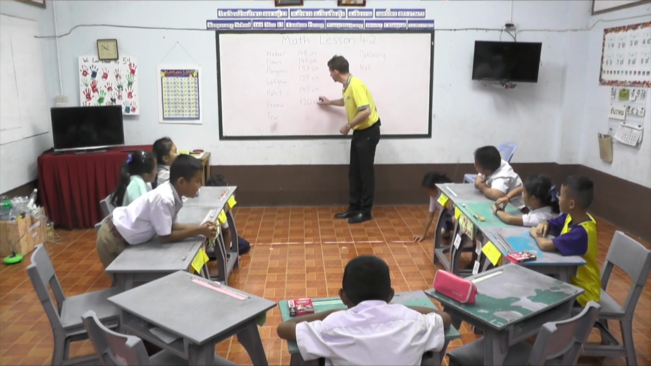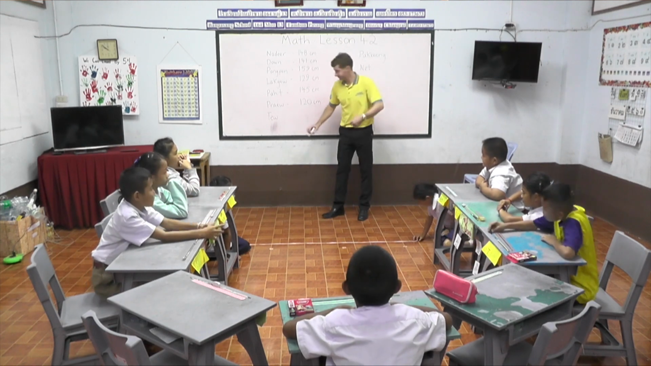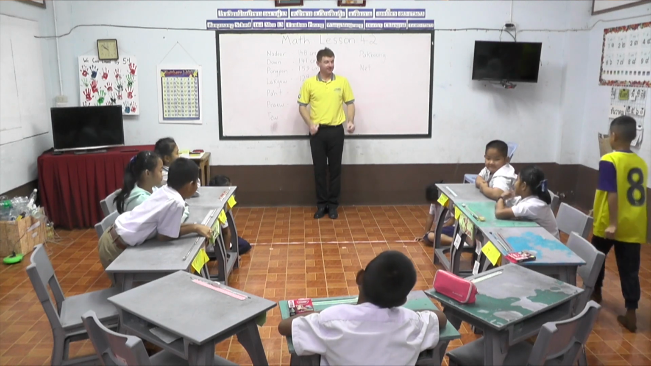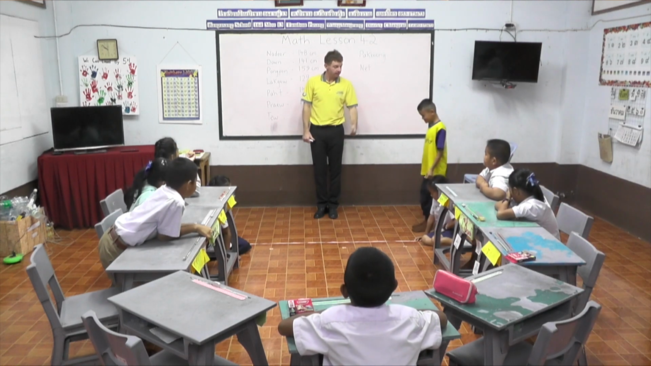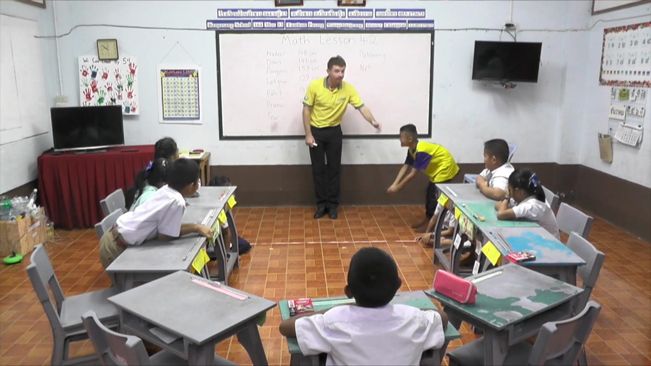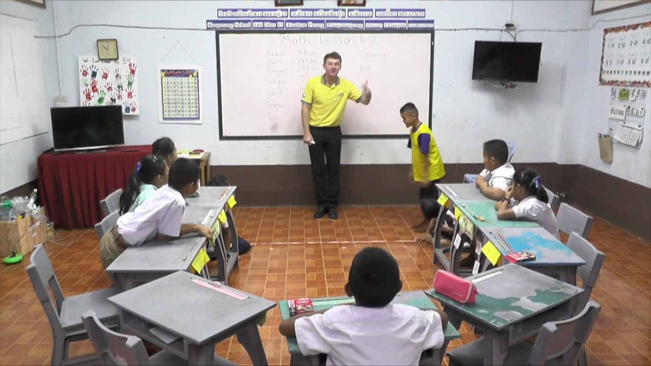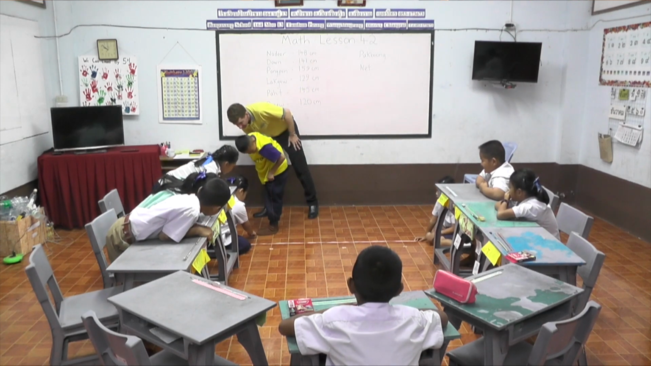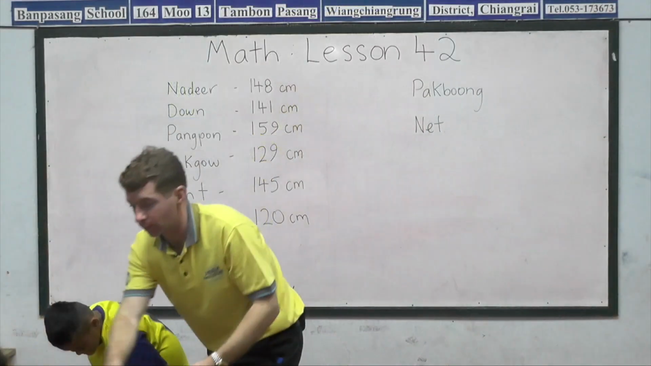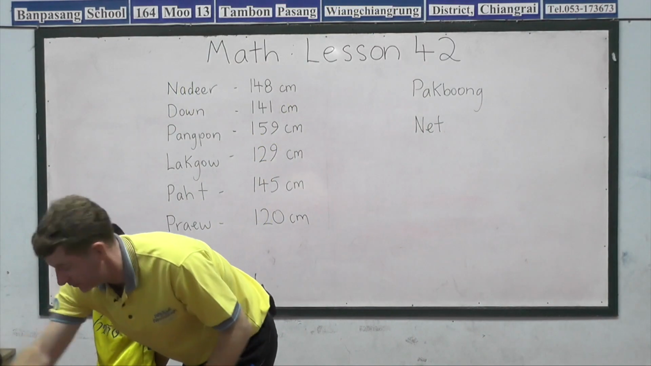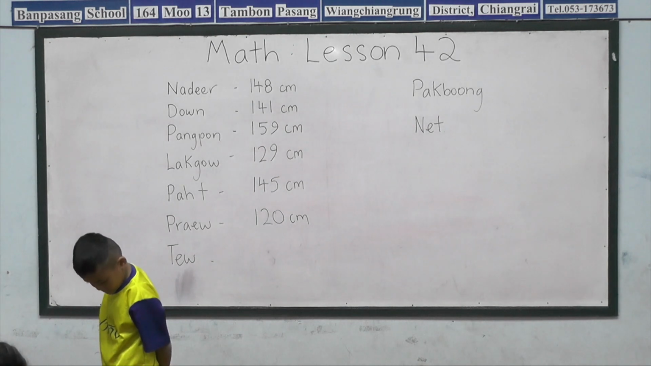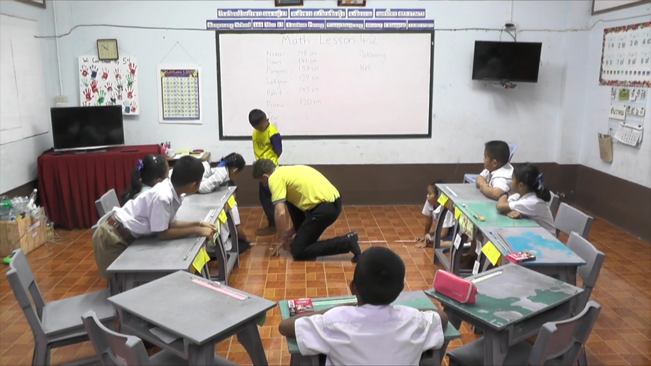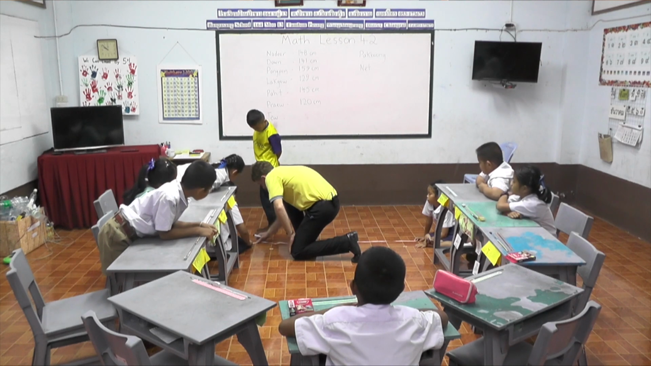120 centimeters. 2. Ready? 1, 2, 3, jump. Okay, that was good. Okay, so we need the ruler because it's over 150. 150. Yes, 150.